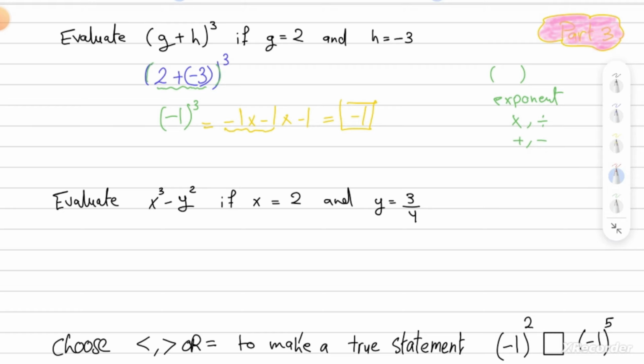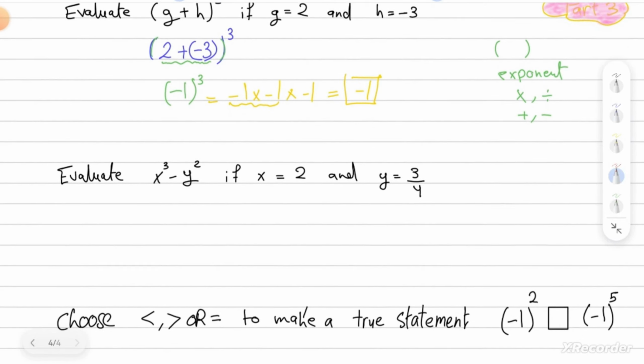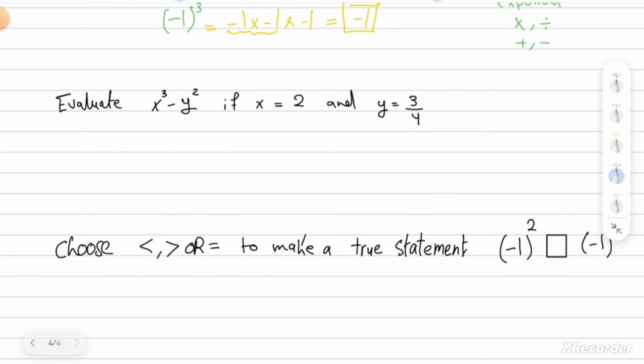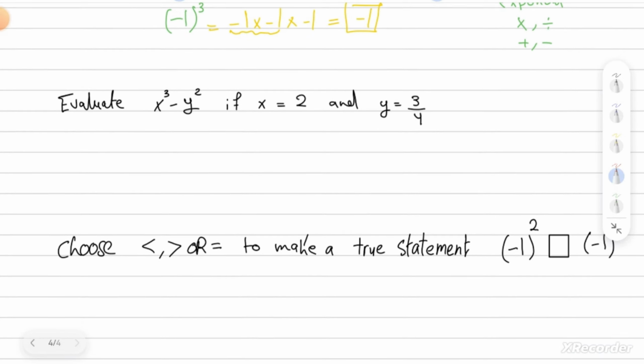Okay, question number 2. Remember that you can always pause the video, try to do it on your own, and then check your answer with us. We're going to do the same. We're going to substitute the value of the variable. The value for x is 2, so we're going to remove the x and substitute 2 cubed, minus the value for y, which is 3/4.